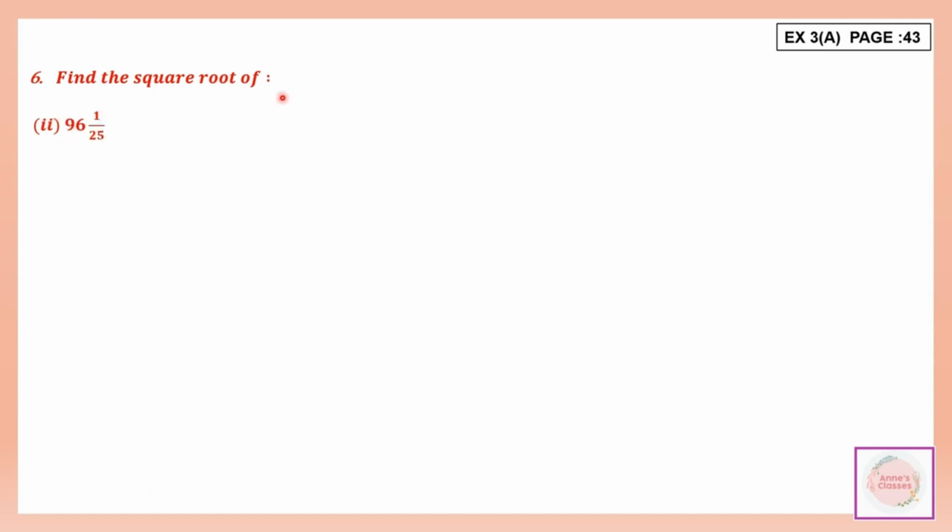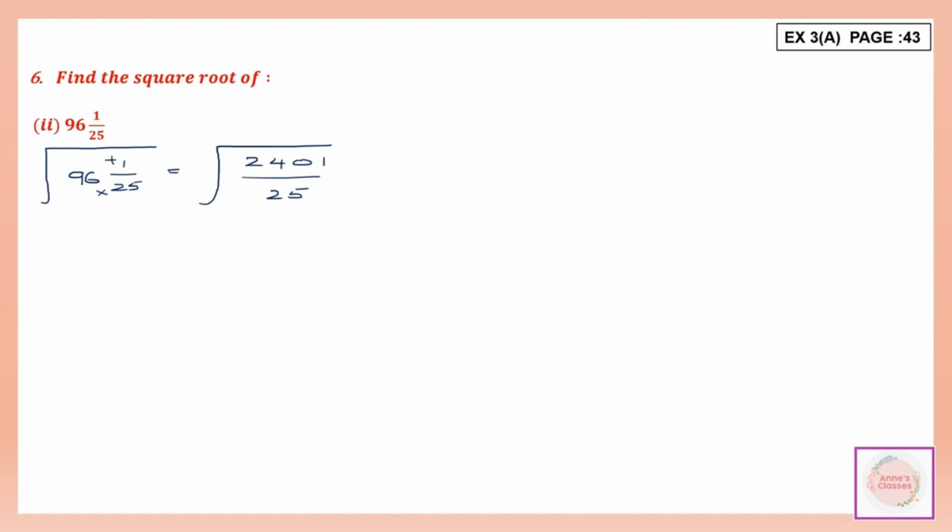Question 6. Find the square root of 96 1 by 25. Now this is a mixed number. 96 1 by 25. To find the square root of this mixed number, first step is converting it to an improper fraction. So let's multiply 96 into 25 plus 1. So you will get 2401 by 25.